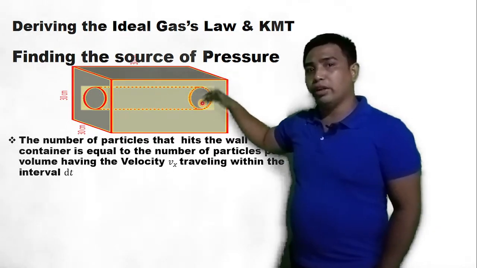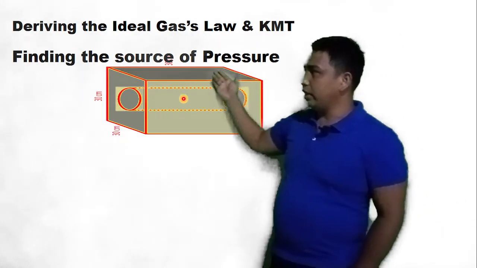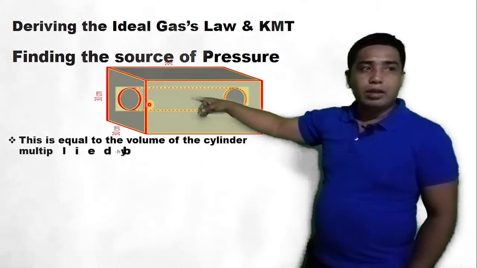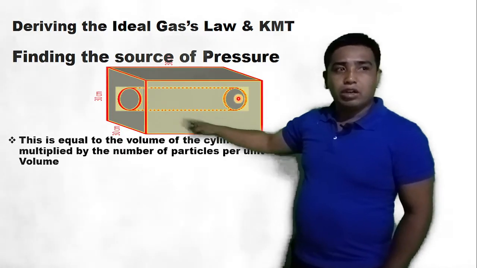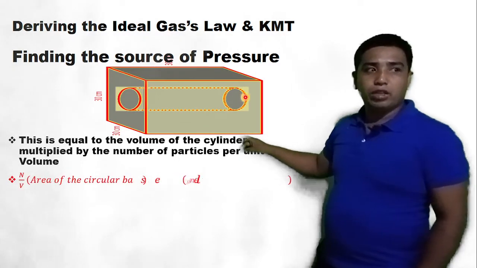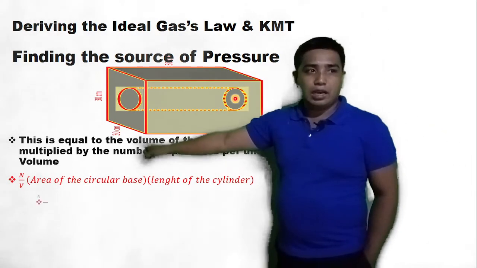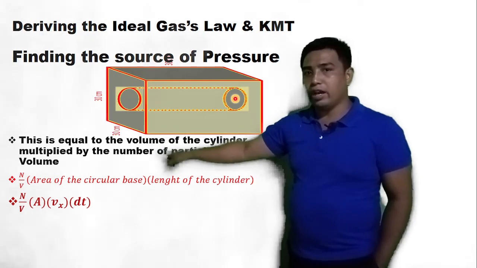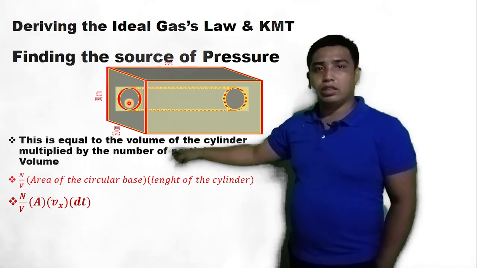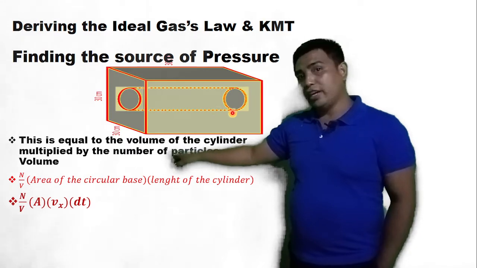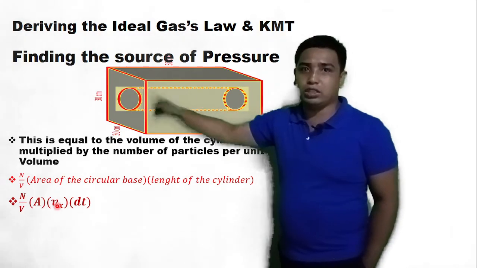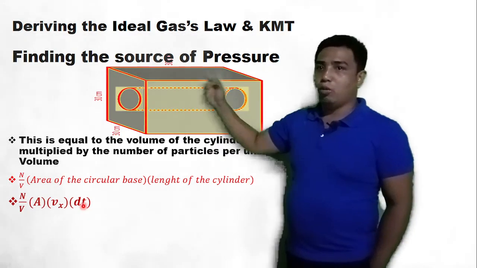Alright, so the total number of particles that have the chance to collide with the base of the cylinder is equivalent to the area of the circular base times the length of the cylinder times the number of particles per unit volume. The formula is N over V times A, the area of the base, times the velocity of the particles Vx times dt. Because Vx times dt gives you the distance traveled, which is the length of our cylinder.